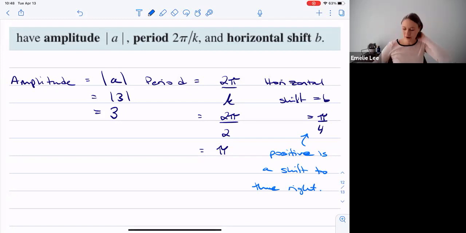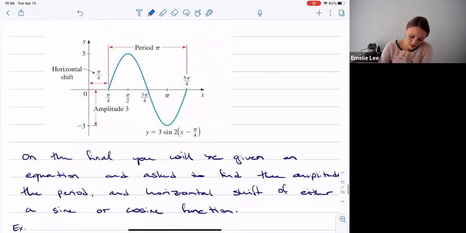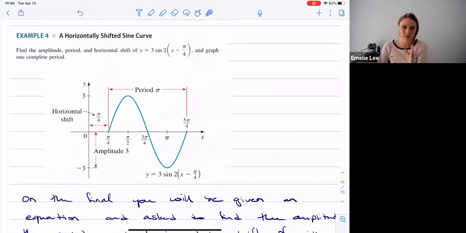So that's how we were able to make this sketch, or we didn't, but they did, right? So we have this horizontal shift. So instead of starting, we've got sine, which typically starts at 0, right? But now we've shifted it over by pi over 4. So now we start at pi over 4, and then we go up as high as 3 because that's the amplitude. And then a full cycle is going to take a distance of just pi instead of 2 pi.